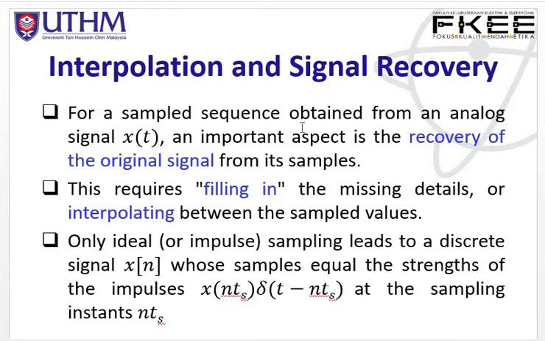For a sample sequence obtained from an analog signal x(t), the important aspect is the recovery of the original signal from its samples. This requires filling in the missing detail by interpolating between the sample values. In signal recovery, only ideal sampling will lead to a discrete signal s(n), in which the sample equals the strength of the impulse, x(nTs), multiplied with delta(t minus nTs) at the sampling instants.